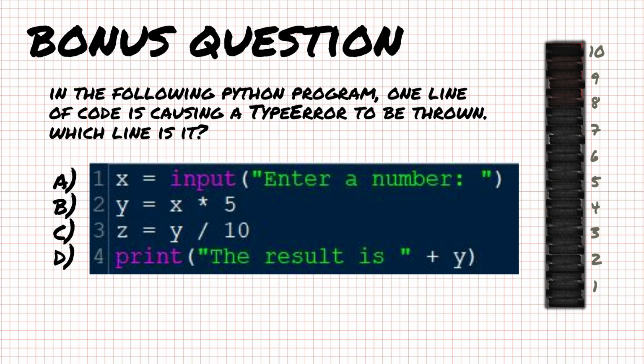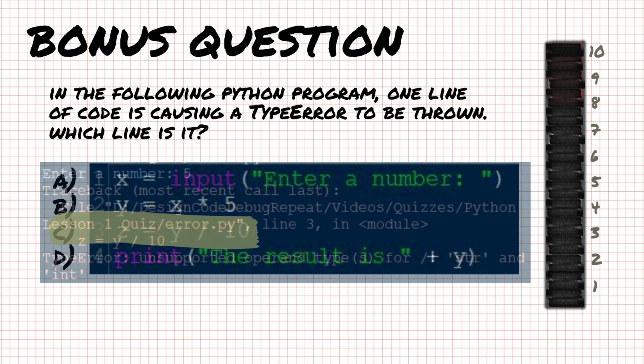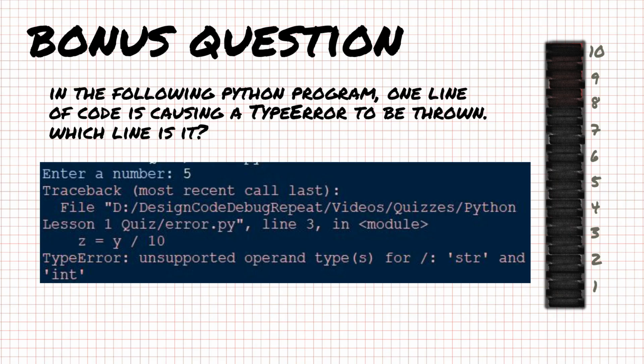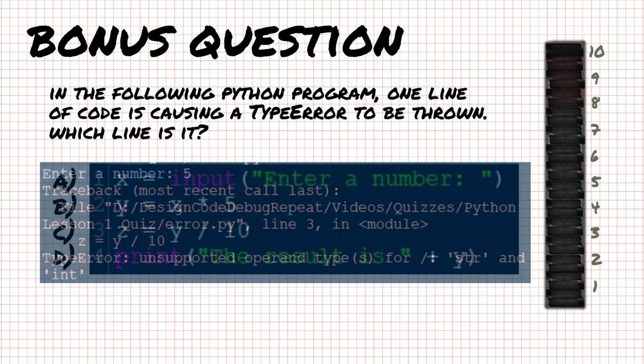Recall from an earlier question that this is a valid operation and will concatenate whatever string is in x together 5 times, storing the result in y. So y is also a string. The third line will cause a runtime exception, a type error, because although we can multiply a string, we can't divide a string. Therefore, the correct answer is C. The exact type error is unsupported operand types for /: str and int.